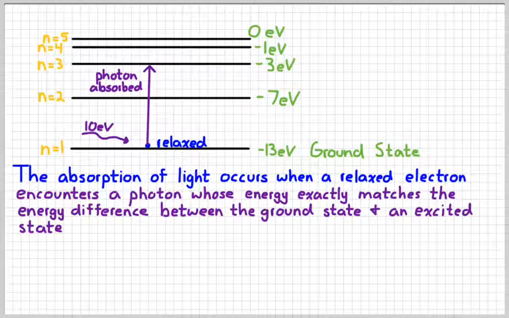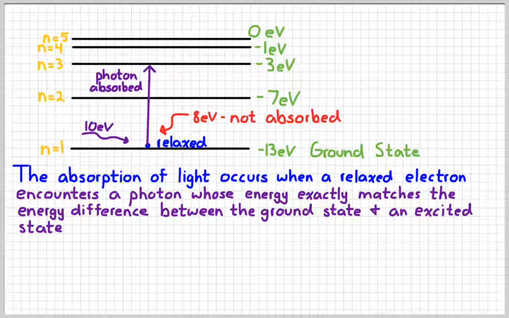It would gain a bunch of energy and it would move up, in this case, to the n equals 3 state. If we have an 8 electron volt photon incident on here, it would not be absorbed because it does not exactly match an allowed transition for the electron. The electron cannot exist at negative 8 eV. There's not a line there for it. There's not an energy state for it. And so an 8 eV photon would not be absorbed. So it's just going to go right through.